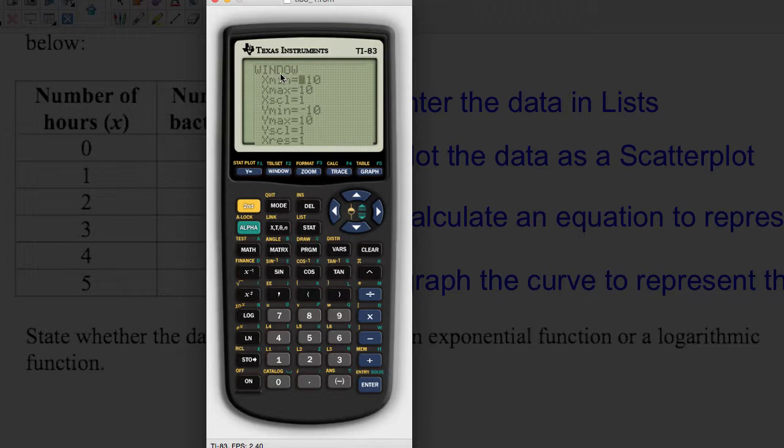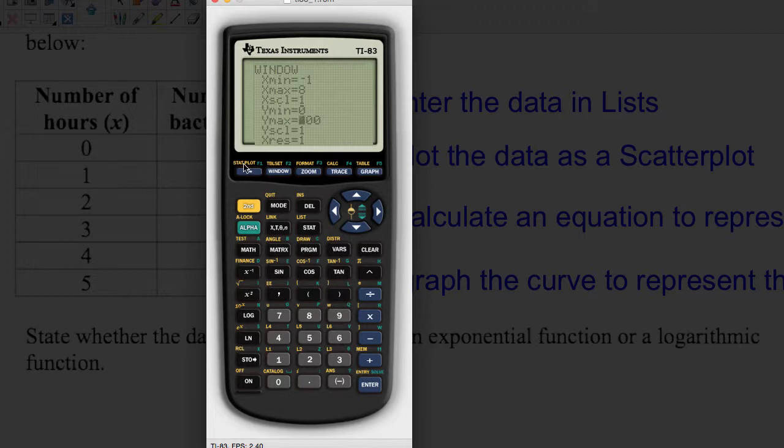So what we're going to do is set the window. If you think of the x's, we started at 0. Why don't we go from -1, just so we can actually see that point, and we could go up to, we're going up to 5, but maybe we want to go a little bit further. Let's go up to 8. Okay, now in terms of y, let's start at 0, and the most number of bacteria we saw is 380, so why don't we put 400 in there for our y max, and that'll do for our window.